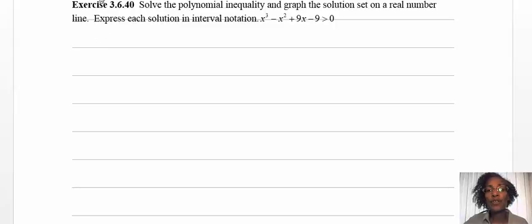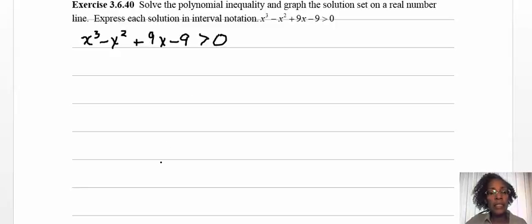So let's apply these first three steps to exercise 40, where we want to solve the polynomial inequality and graph the solution set on a real number line. And we want to express each solution in interval notation. So x cubed minus x squared plus 9x minus 9 is greater than 0. We want the x's that make this expression greater than 0. That's what we're actually looking for. And this is already in the form that we want. The polynomial is on the left of the inequality symbol, 0 is on the right.